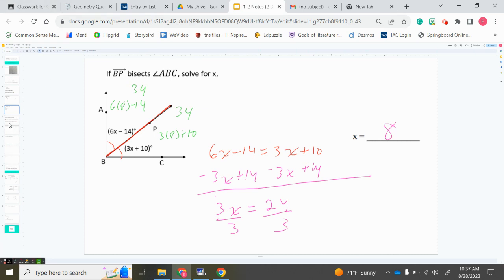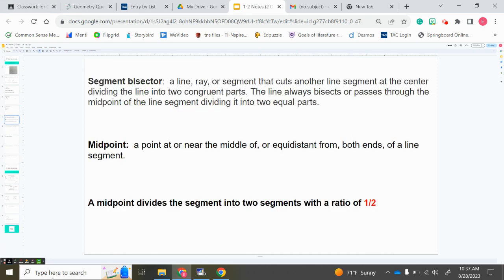Let's start writing this one down. So you have lines available on your note sheet. A segment bisector is a line, ray, or segment that cuts another line segment at the center, dividing the line into two congruent parts. The line always bisects or passes through the midpoint of the line segment, dividing it into two equal parts.